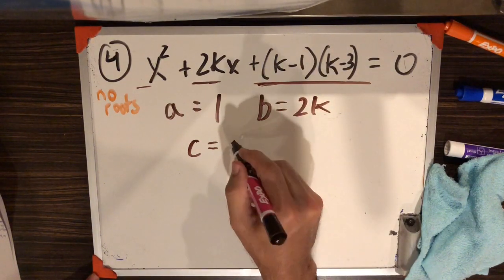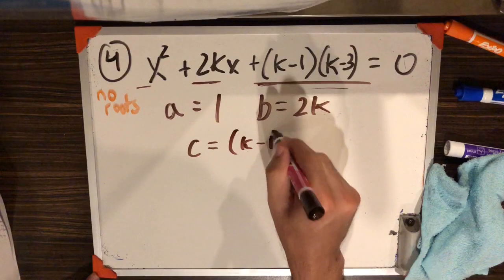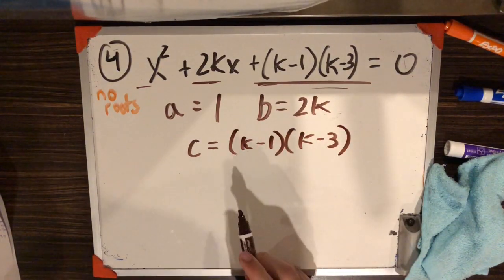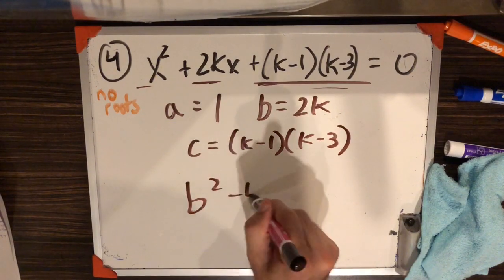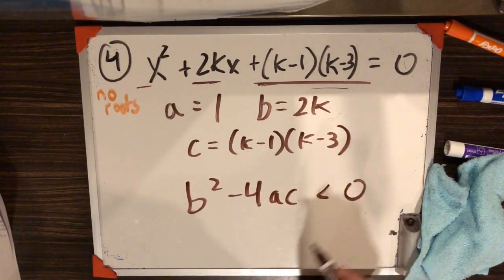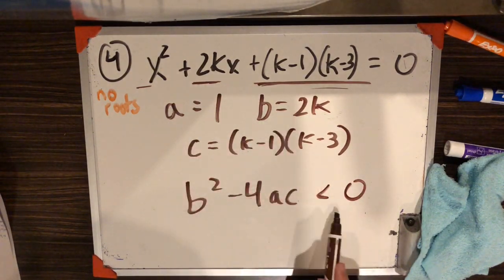We don't know what this constant is, and this is how they represent it: k minus 1 and k minus 3. Okay? So we can go back and say, well, I know what b, a, and c are, and I know it's less than 0. So let's go ahead and plug a, b, and c back into this formula, okay?